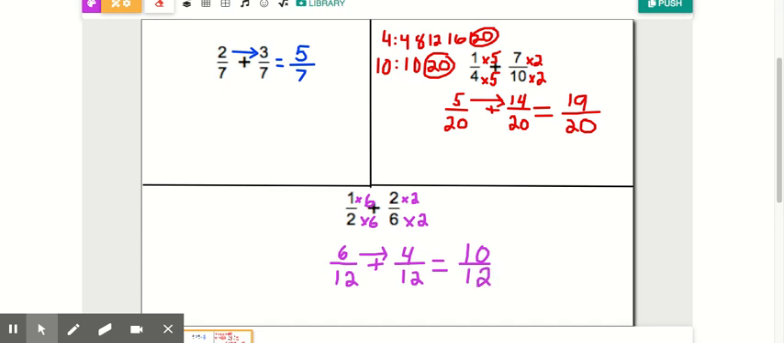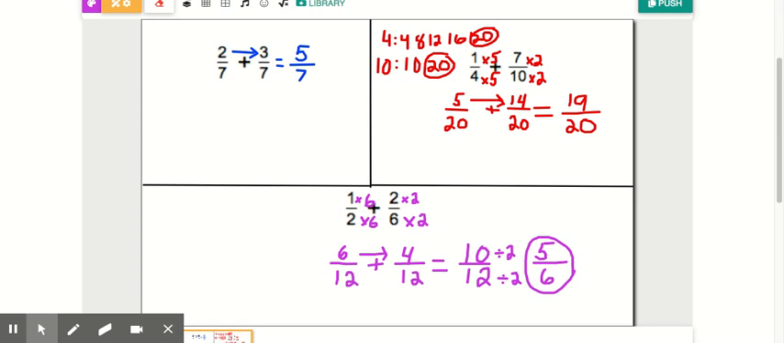Now, 10 and 12 do have a common factor, so this fraction can be simplified. So I'm going to simplify by dividing both by 2. 10 divided by 2 is 5, and 12 divided by 2 is 6. So my answer is 5/6.